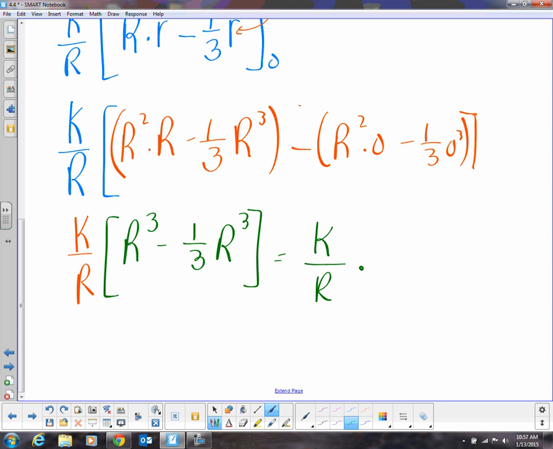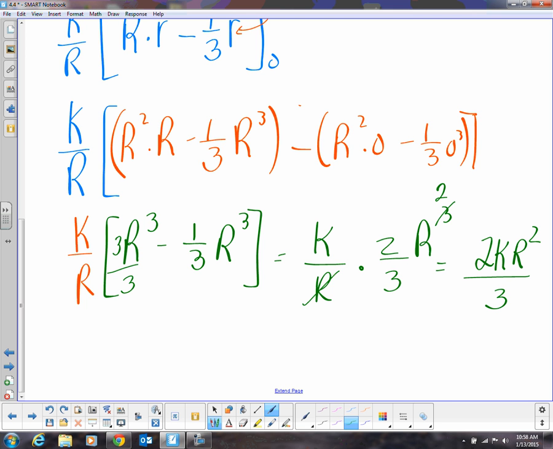K over r, that's going to be 2/3, because this is 3 over 3, right? In denominator 3, r cubed. Now what's going to happen with that little r, this r and this r cubed? Right. So it's going to be 2k r squared over 3. That is it.